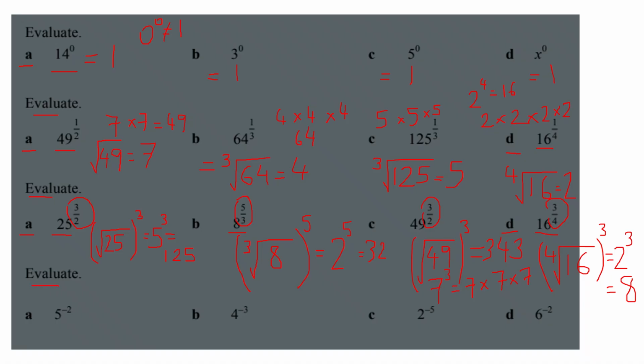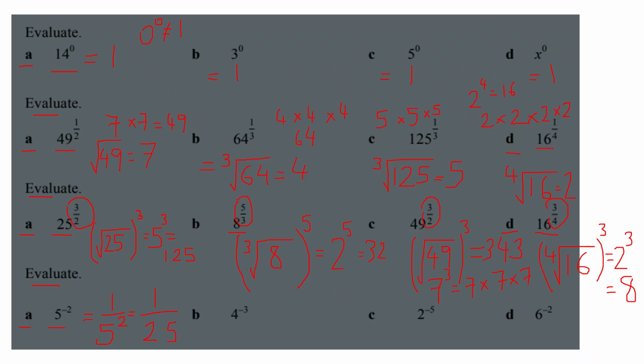Next up, evaluate part A, 5 to the power minus 2. That means 1 over 5 to the power of 2. So that negative power makes it 1 over whatever it otherwise would have been. The numerical power stays the same, but that negative makes it 1 over. We have 1 over 5 squared, which is 5 times 5, which is 25.